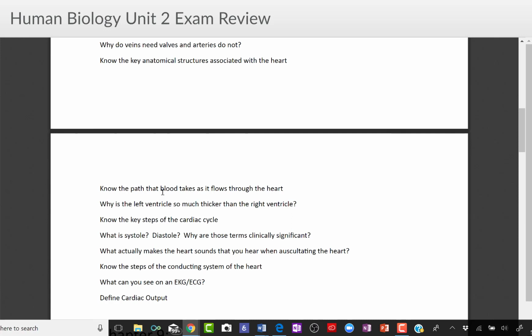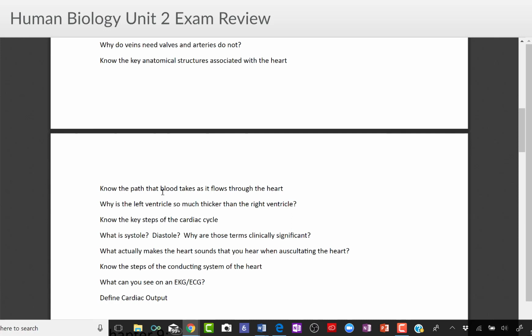Then when the right atrium contracts, blood's going to go through the tricuspid valve to the right ventricle. Then when the right ventricle contracts, it's going to push blood through the pulmonary semilunar valve to the pulmonary trunk, and then it's going to go to the pulmonary arteries, and it's going to go to the lungs and drop off CO2 and pick up oxygen. Then it's going to come back through the pulmonary veins, and it's going to dump into the left atrium.